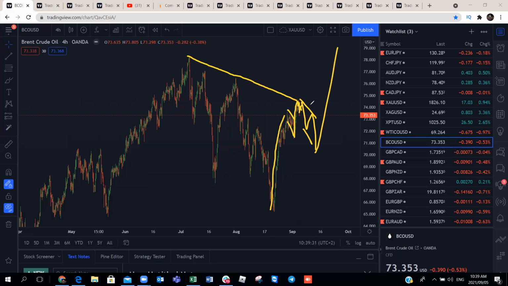That's what we're looking for now on oil. A bit of a pullback to about 38 to 50% of the whole move and continuation to the upside.